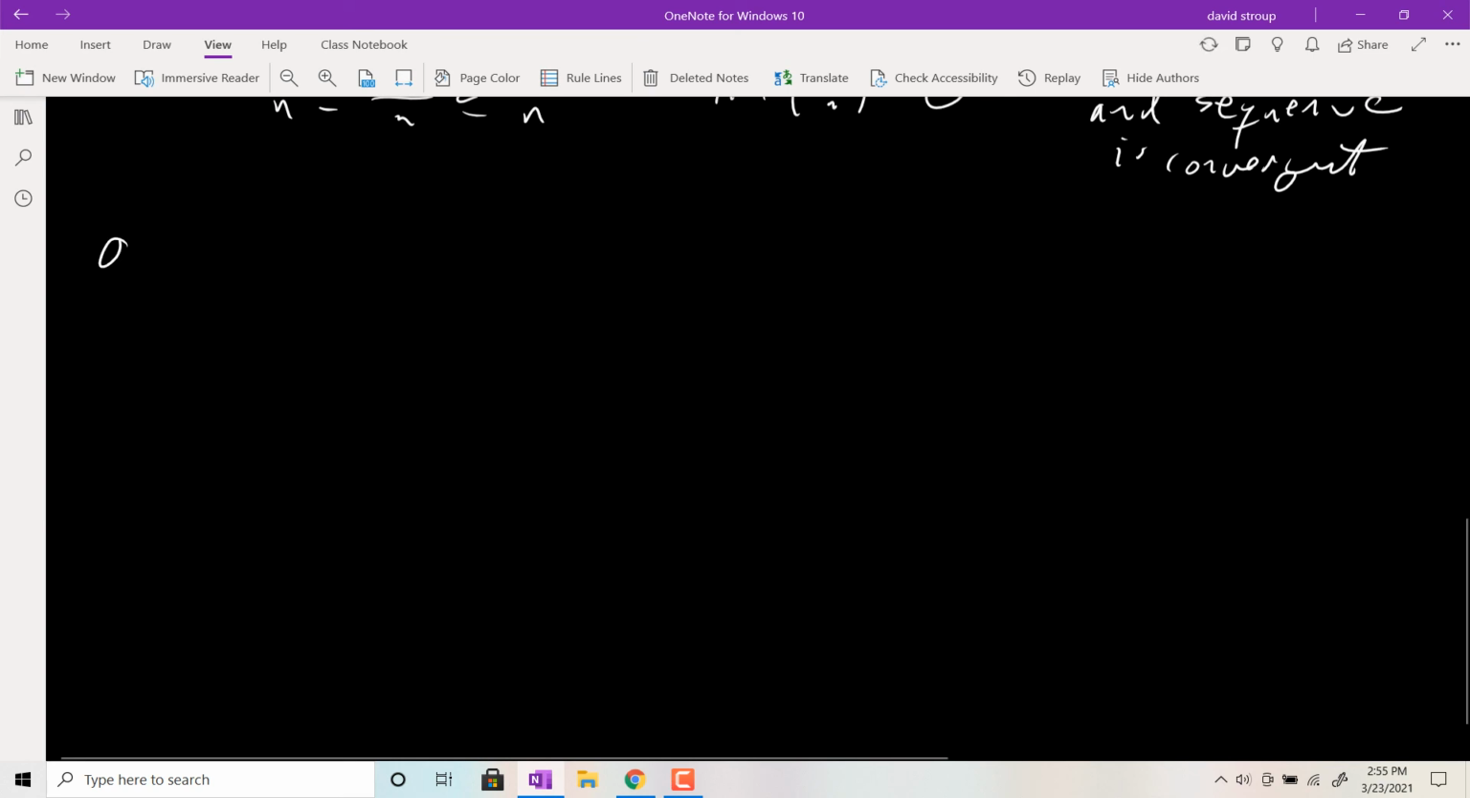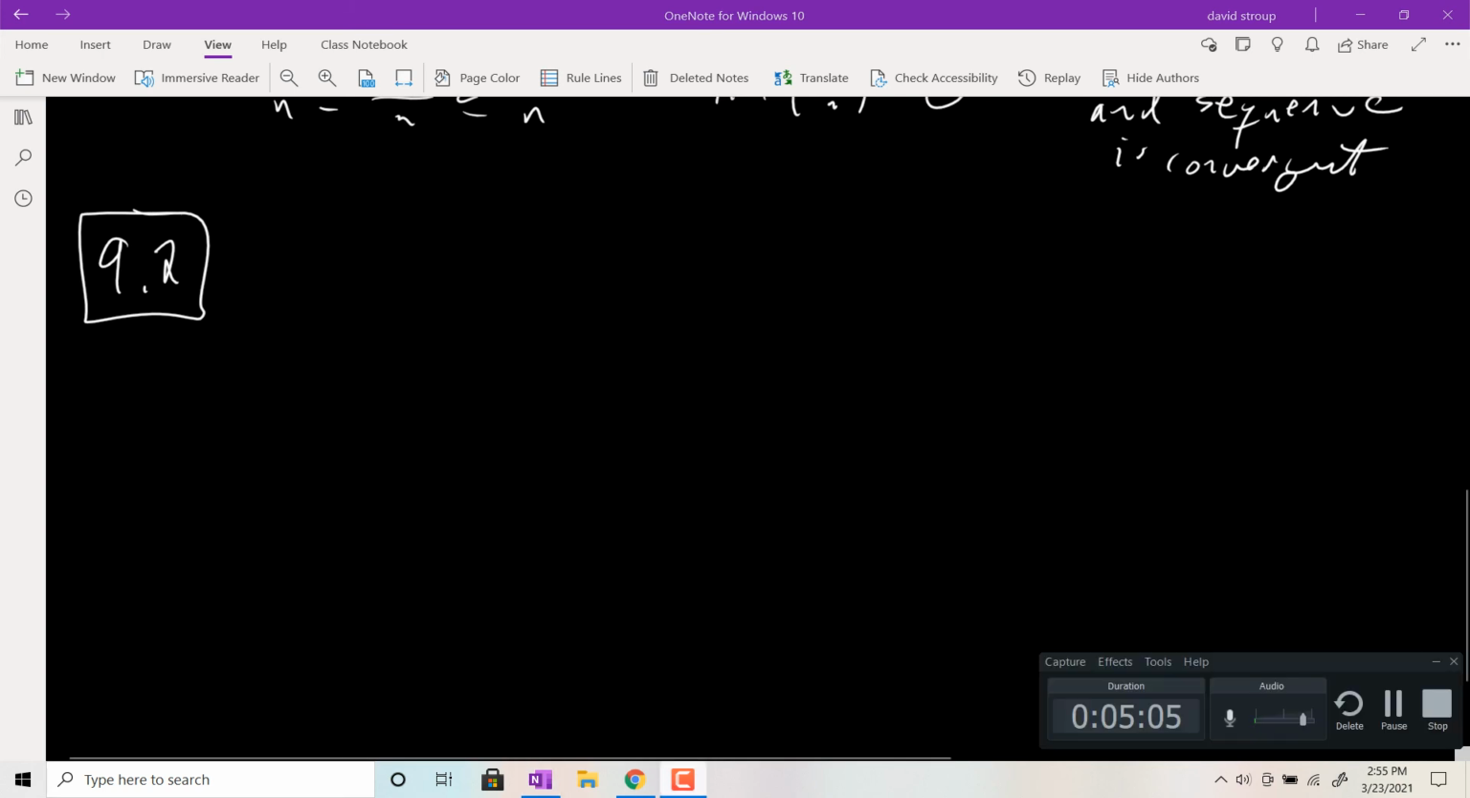Okay, so 9.2, we start looking at the particular types of sequences that are important in our study.